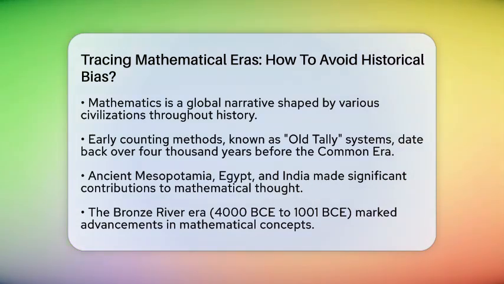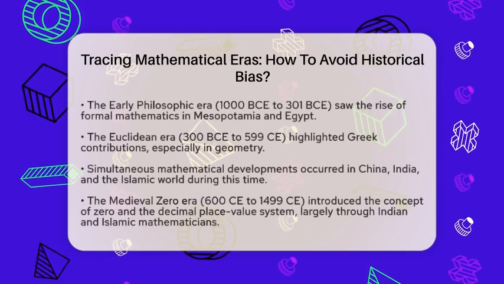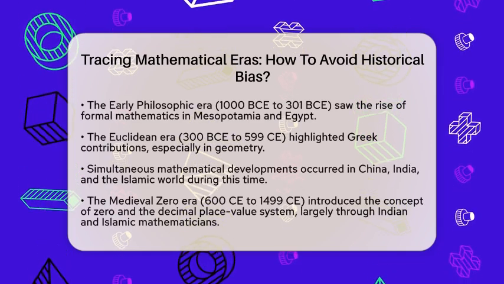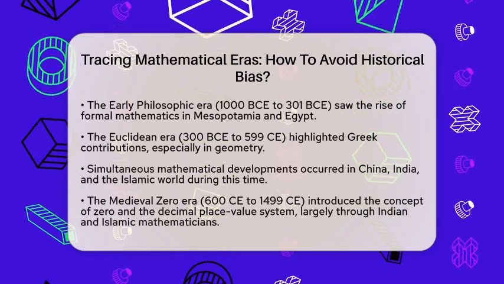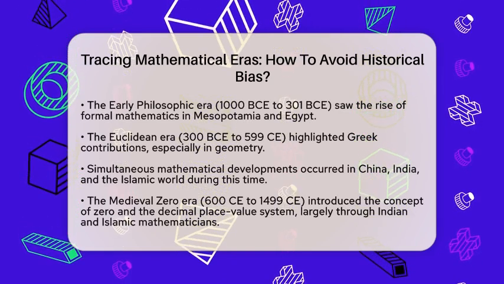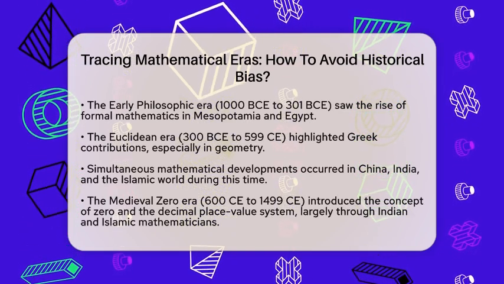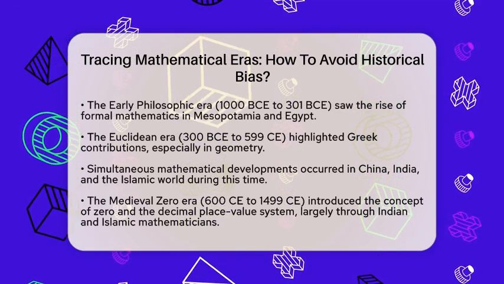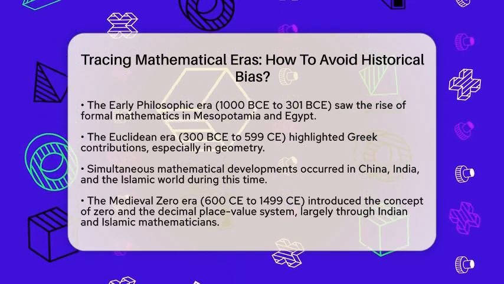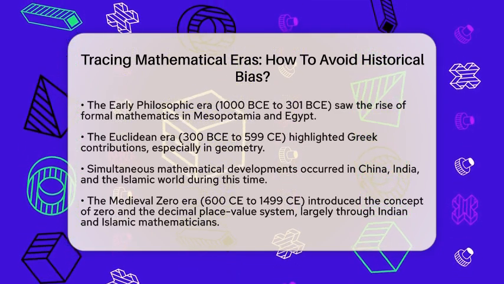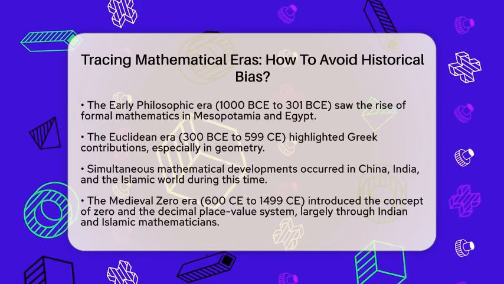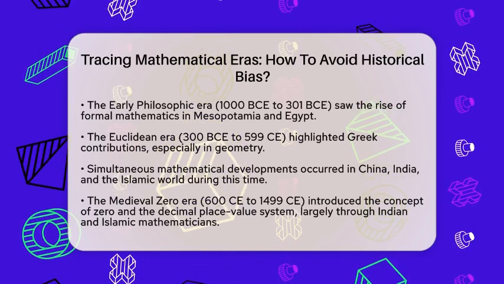For instance, the Bronze River era, spanning from 4,000 years before the Common Era to 1,001 years before the Common Era, marked significant advancements in mathematical thought. The Early Philosophic era, from 1,000 years before the Common Era to 301 years before the Common Era, saw the rise of formal mathematics, particularly in regions like Mesopotamia and Egypt.